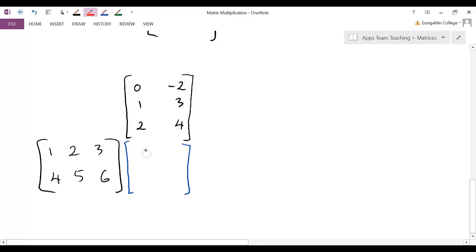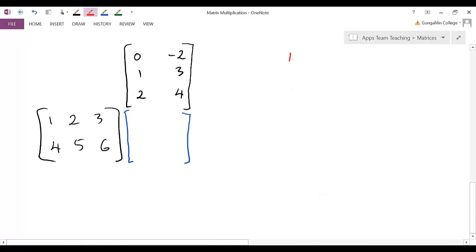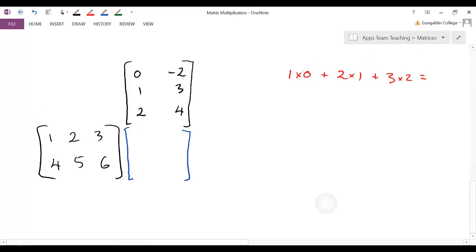So this first cell, I need to do 1 times 0 plus 2 times 1 plus 3 times 2. And if I work that out, this is 0, that's 2, that's 6. So I end up with 0 plus 2 plus 6, which is 8. So this first cell result is going to be 8.